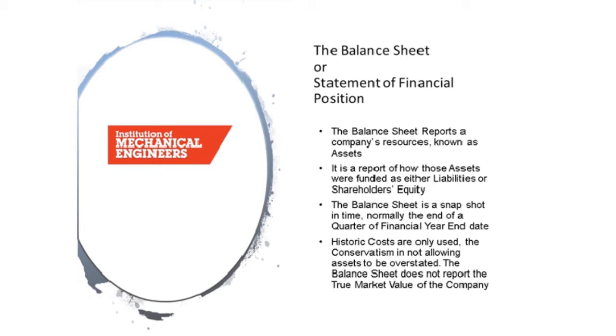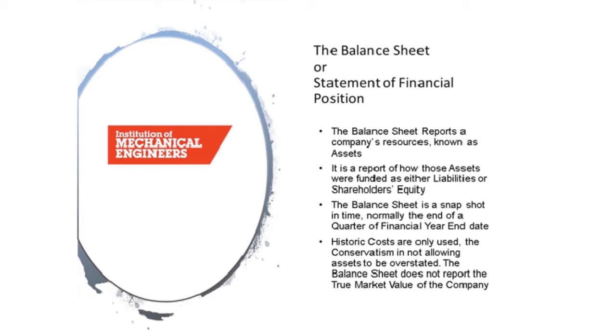The balance sheet, or statement of financial position, shows a company's assets, and these are its resources. Through the liabilities and the shareholders' equity, it shows how those resources were funded. It's very, very important to understand that the balance sheet represents a snapshot in time, usually the end of a financial reporting period, a quarter or a half year, or the end of a financial year itself. Other documents show what's going on between those times.